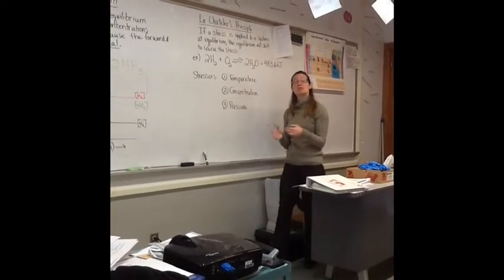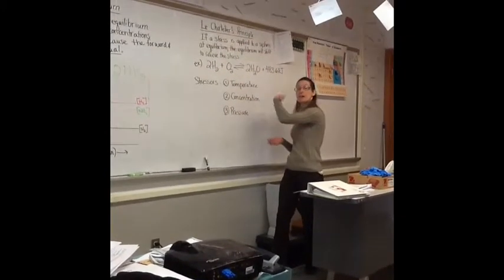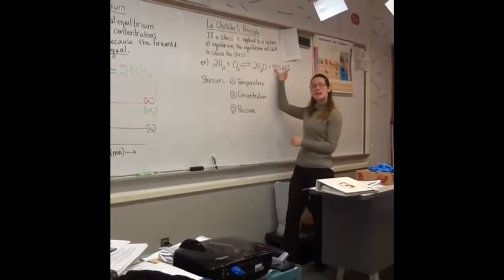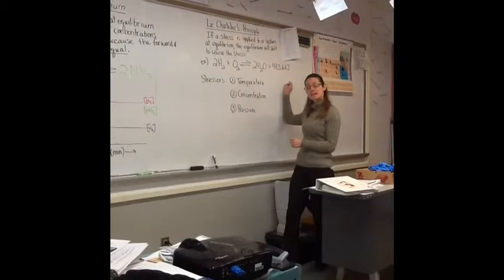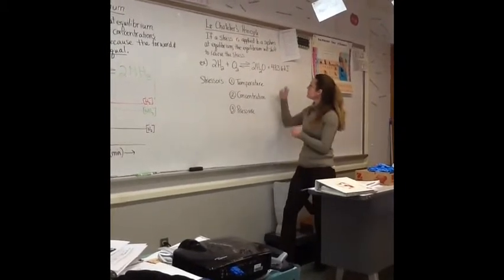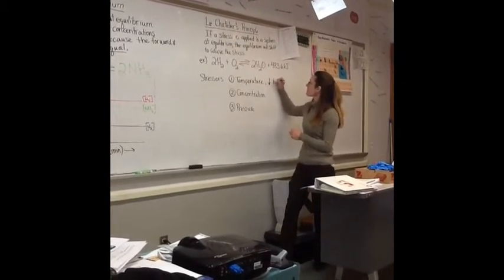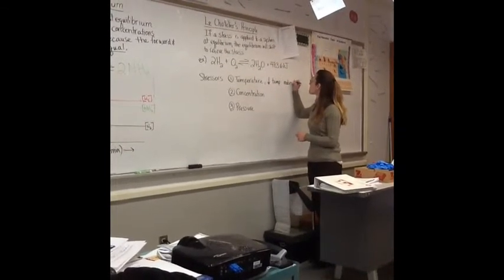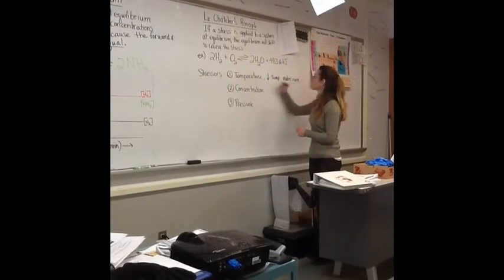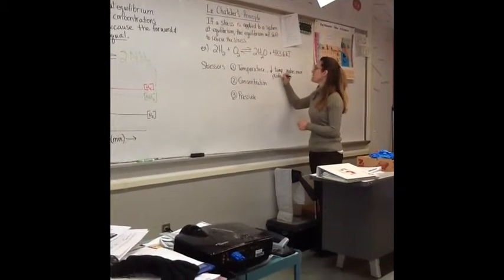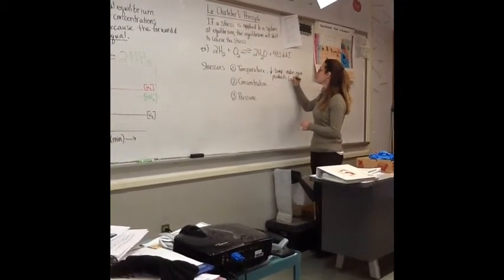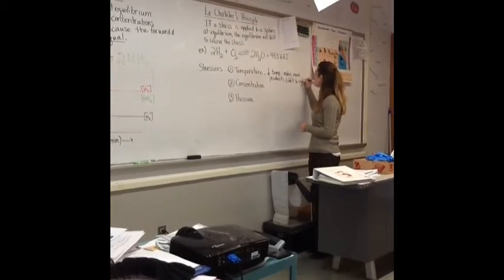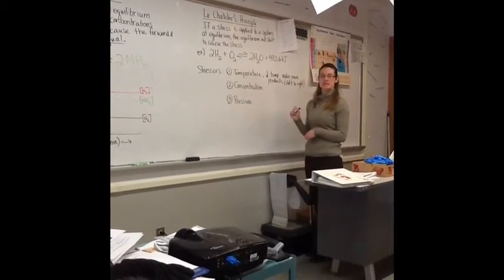Now in chemistry, generally we want to make more products. So if I wanted to make more products, what I would do is I would take some of this heat away. So if I lower the temperature, I am going to make more products. And what that means is I'm going to shift the equilibrium to the right. That shifts the equilibrium to the right-hand side.